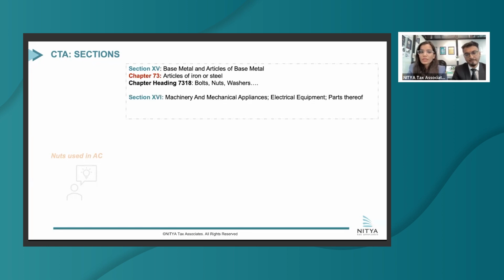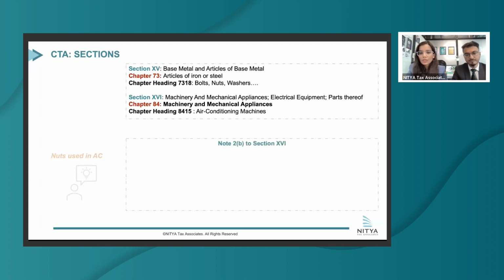Now, if we go to section 16, it says machinery and mechanical appliances, electrical equipment and parts thereof. Chapter 84 under section 16 says machinery and mechanical appliances, and 8415 covers air conditioning machines. Now, the question is, since our nuts are being used in AC, will we classify them under their specific heading, which is 7318, or as parts of AC under 8415? If we see till the heading, we are not clear where we need to classify.